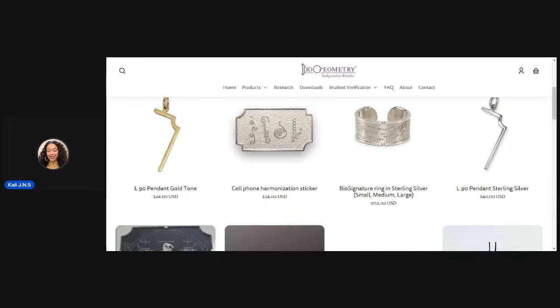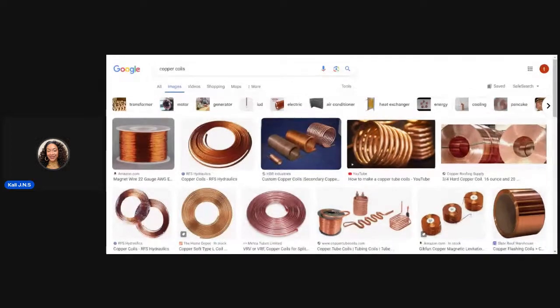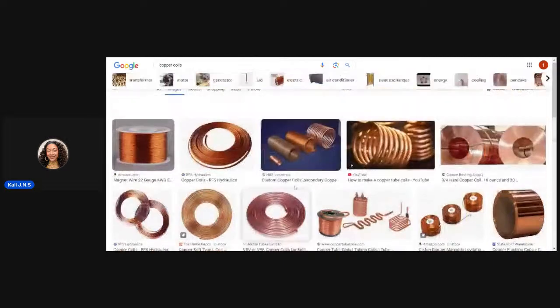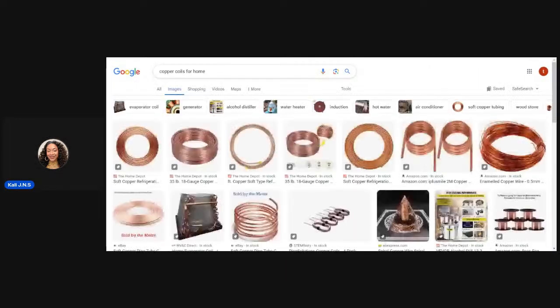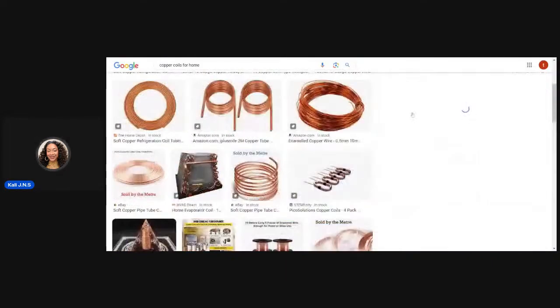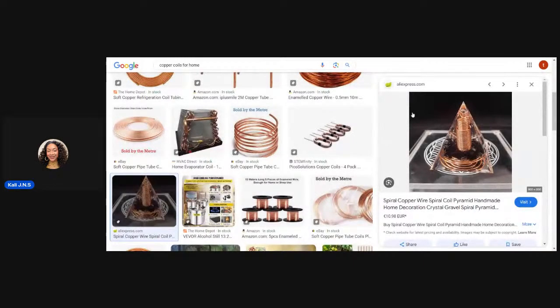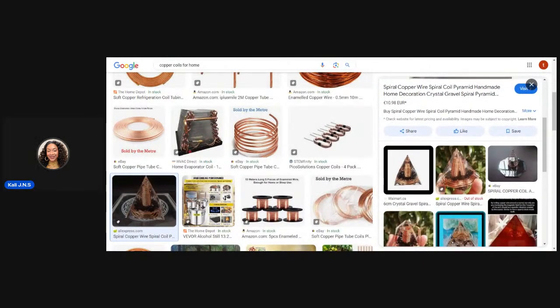You can always use blocking. Say you don't want to go to this website, because I'm not paid or anything on this website. Say you just want to go on Amazon or something. You can get copper coils. Let's actually look it up. Let's just Google copper coils. Copper coils for home. They've got copper bracelets, orgone, believe it or not, copper orgone pyramids are great. You see that? That balances it out.